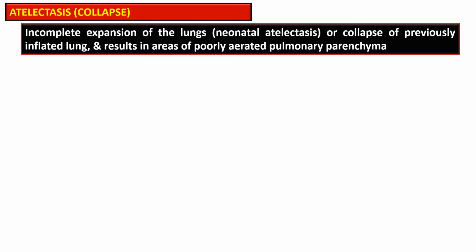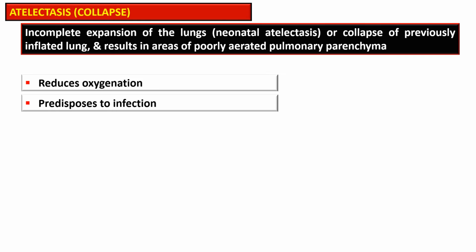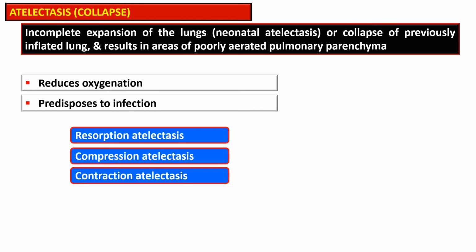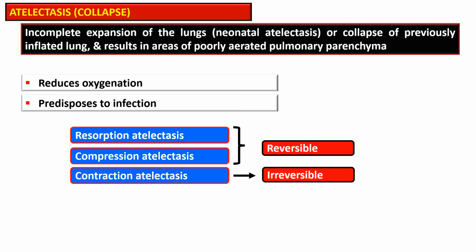Now with this background knowledge, we revert to our first slide where we described atelectasis as incomplete expansion of the lung or collapse of the previously inflated lung. That resulted in reduced oxygenation and predisposed the area to infection. There are three types: resorption atelectasis, compression atelectasis, and contraction atelectasis. Among these, the resorption and compression types are reversible, while the contraction type is irreversible because it is associated with fibrosis.